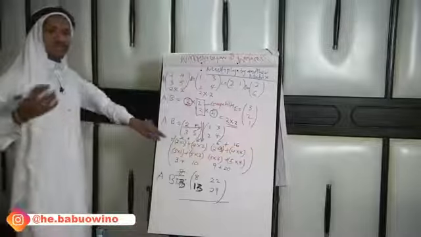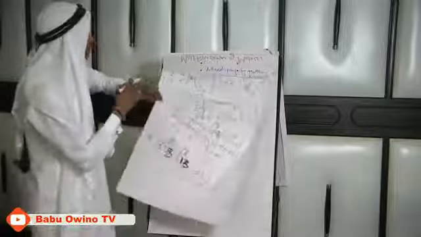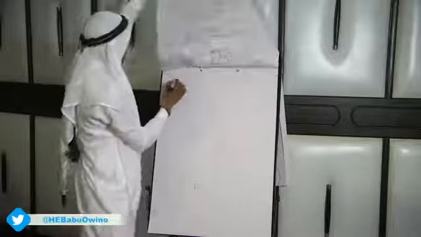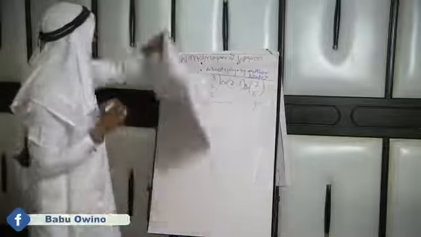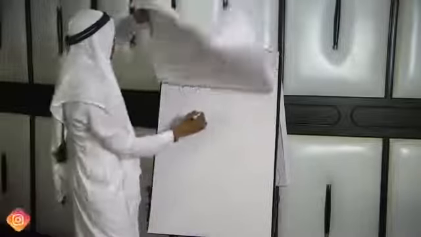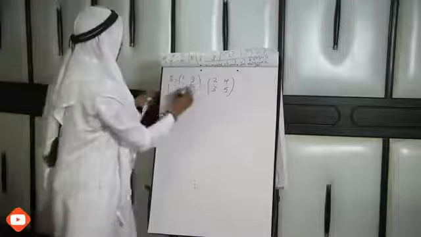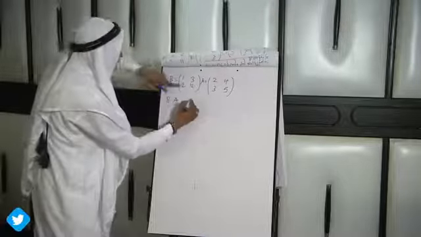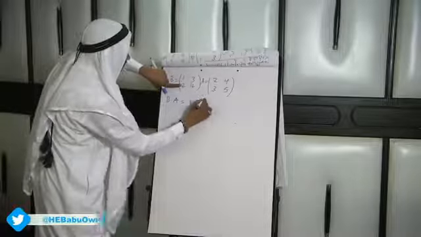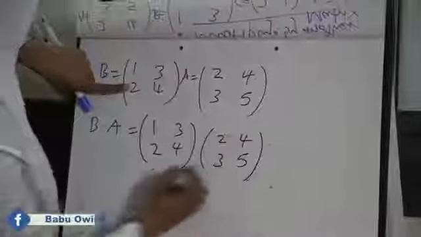So what of B times A? If you want to multiply B times A. So B is 1, 2, 3, 4. Our B is 1, 2, 3, 4. And our A is 2, 3, 4, 5. So B times A equals 1, 2, 3, 4 multiplied by 2, 3, 4, 5.